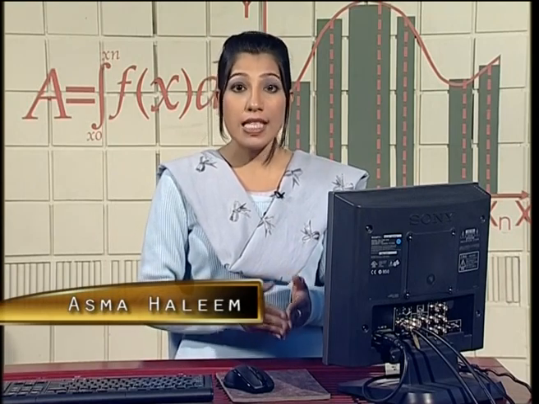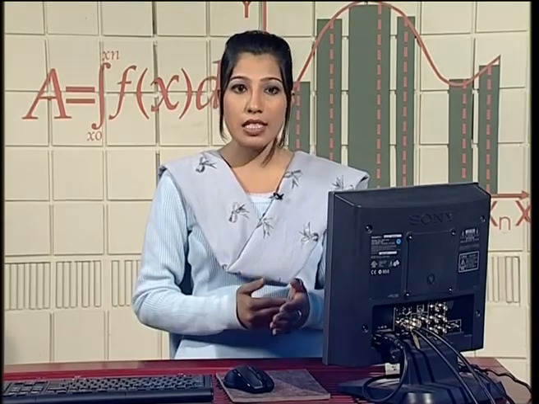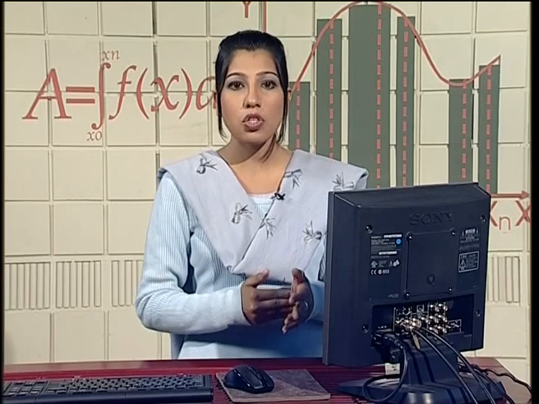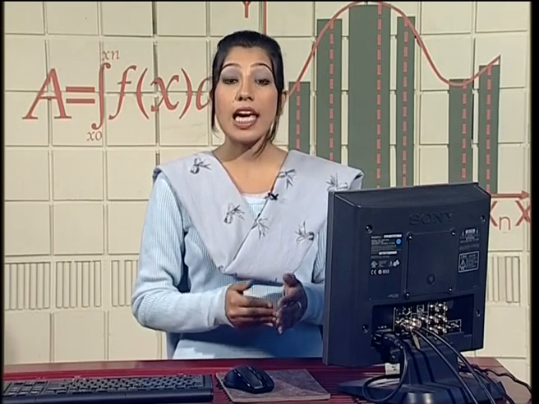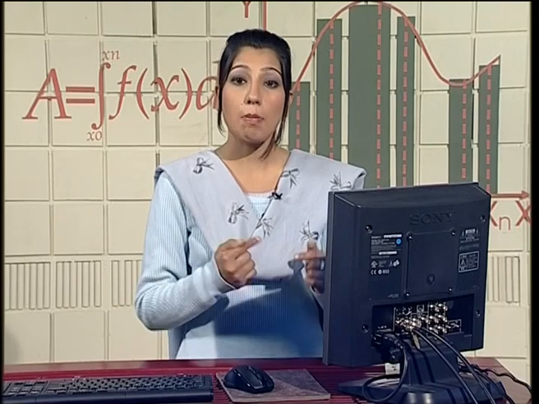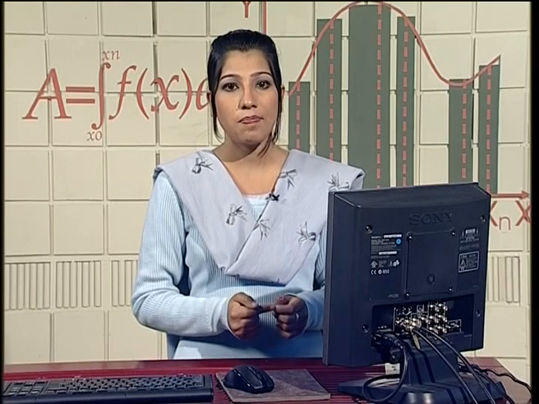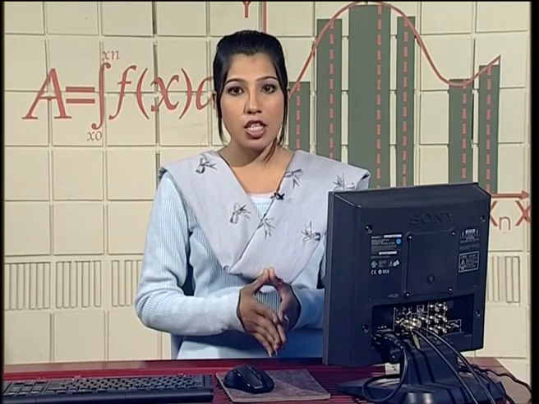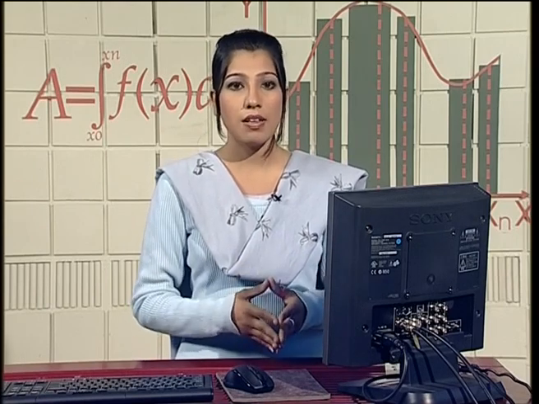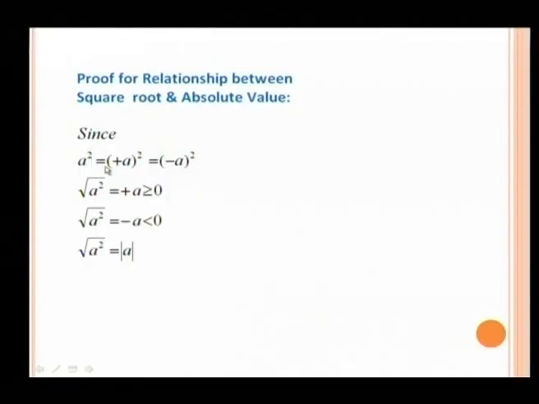Then if a is greater than 0, then plus a is considered as the positive square root of a square, and if a is less than 0, then minus a is considered as the positive square root of a square. You can see the explanation of this statement on the screen. Since a square is equal to plus a times plus a, and is equal to minus a times minus a, because plus a squared and minus a squared would give you the same number, which is a square.